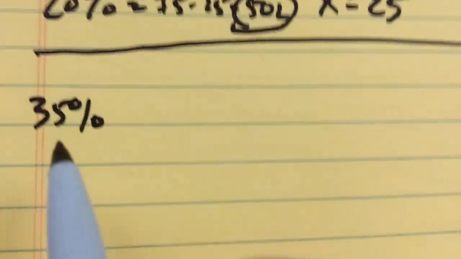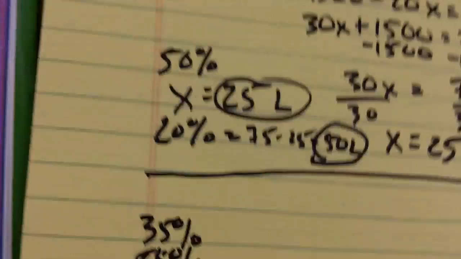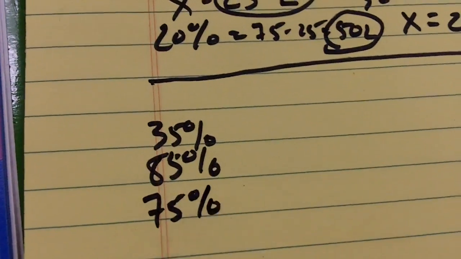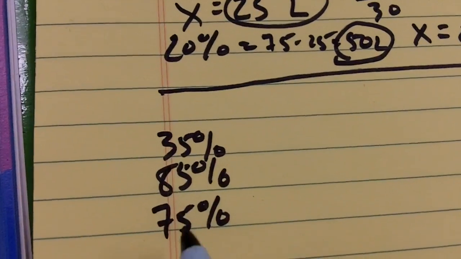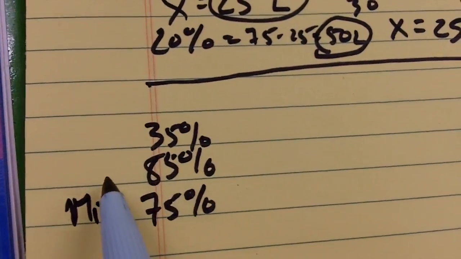What's going on in this problem? I'm going to mix a 35% solution with an 85% solution, and I want to get a 75% solution. I have a 35% solution, an 85% solution. I want to mix them and get a 75% solution. Which one am I going to have more of?